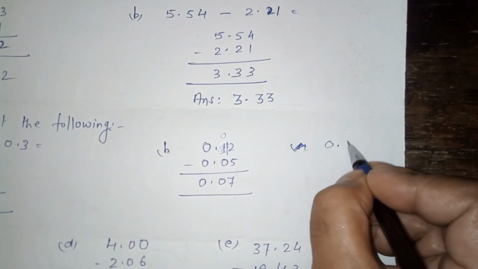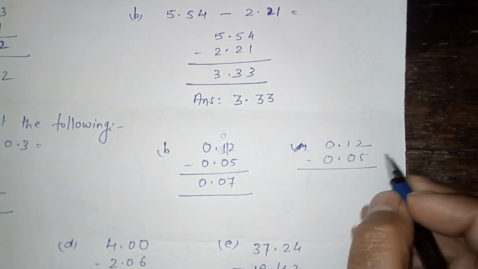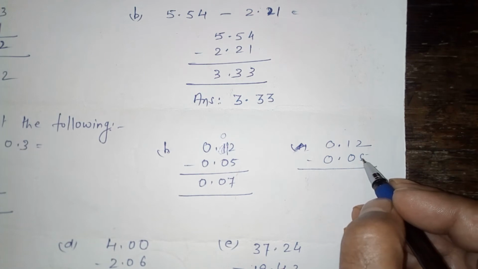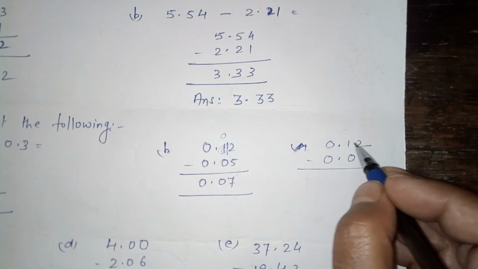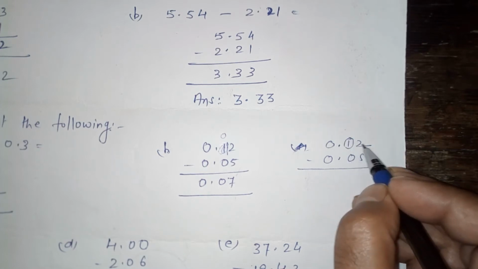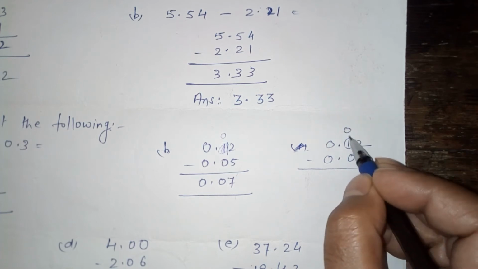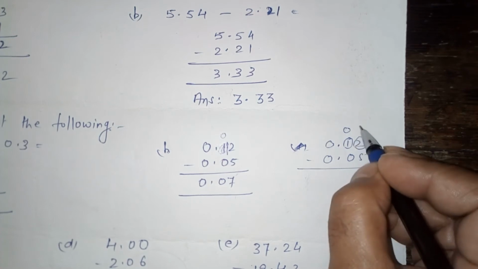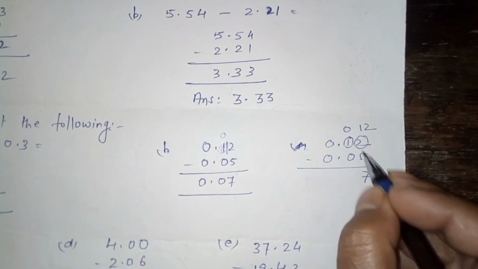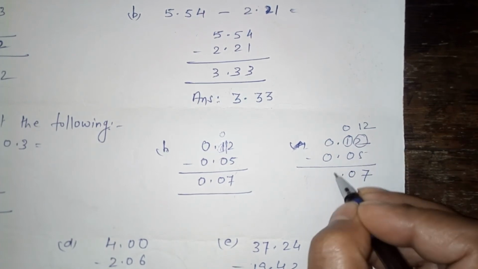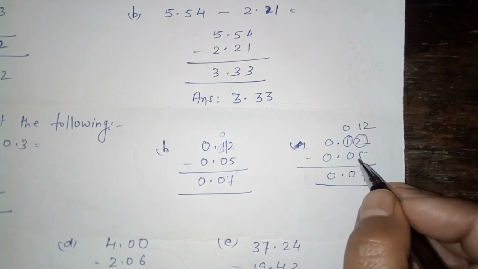Once again I will explain. Suppose this is 0.12 and 0.05. How can you subtract? You know very well 5 we cannot subtract from 2. So what will you do? We take one number borrow from 1. So when we take one number borrow from 1, then 1 is converted to 0 and 2 is converted to 12. Okay. 12 minus 5 gives you 7, and 0 minus 0 is 0. This is the point and this is 0. 0.07 is the required answer. Okay.